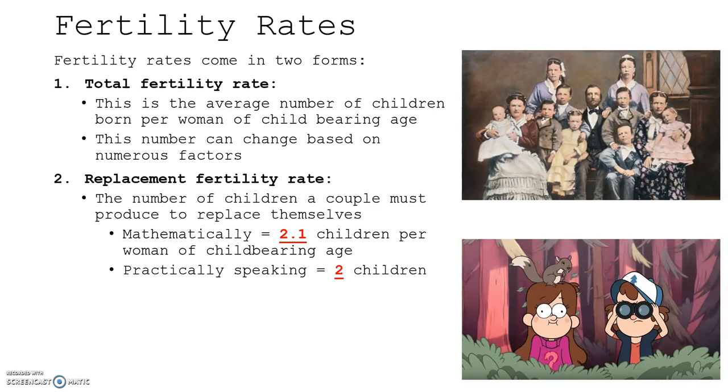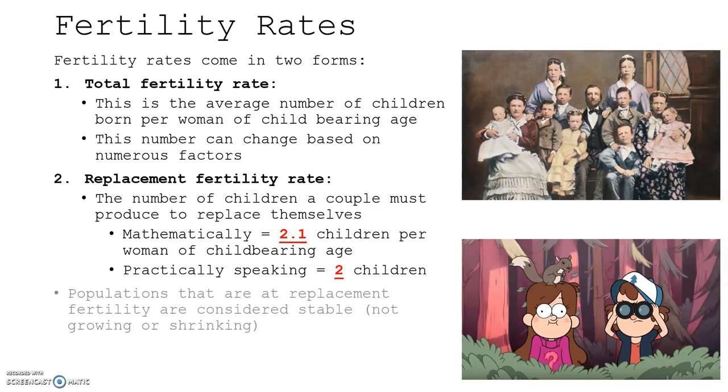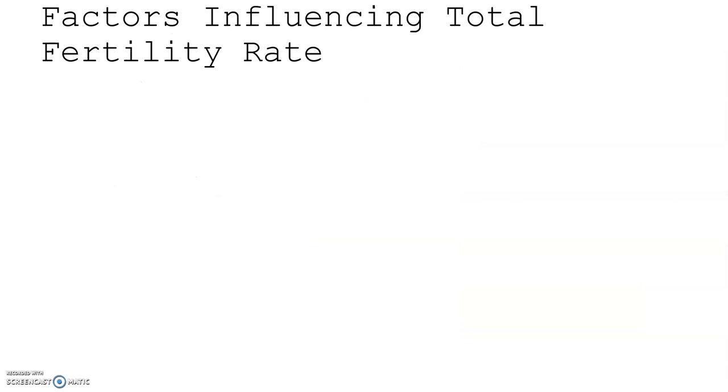Practically speaking, it's actually 2, but we have that 0.1 because we need a little bit extra because not every child will survive into adulthood. So 2.1 is considered that replacement fertility. Populations that are at replacement fertility are considered stable, not growing or shrinking.